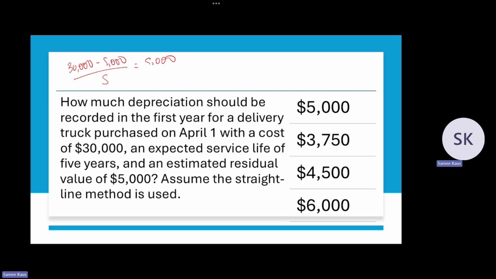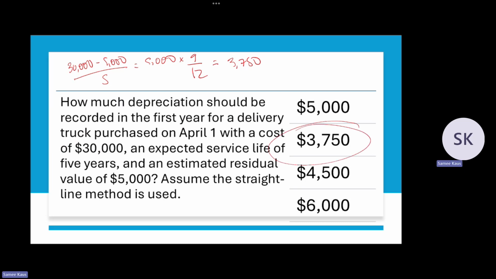Now, how much am I depreciating in this first year? Well, I'm depreciating 9 out of 12 months, right? Because I'm using the asset from April 1st all the way through December 31st. So I'm going to depreciate it a total of 3,750.